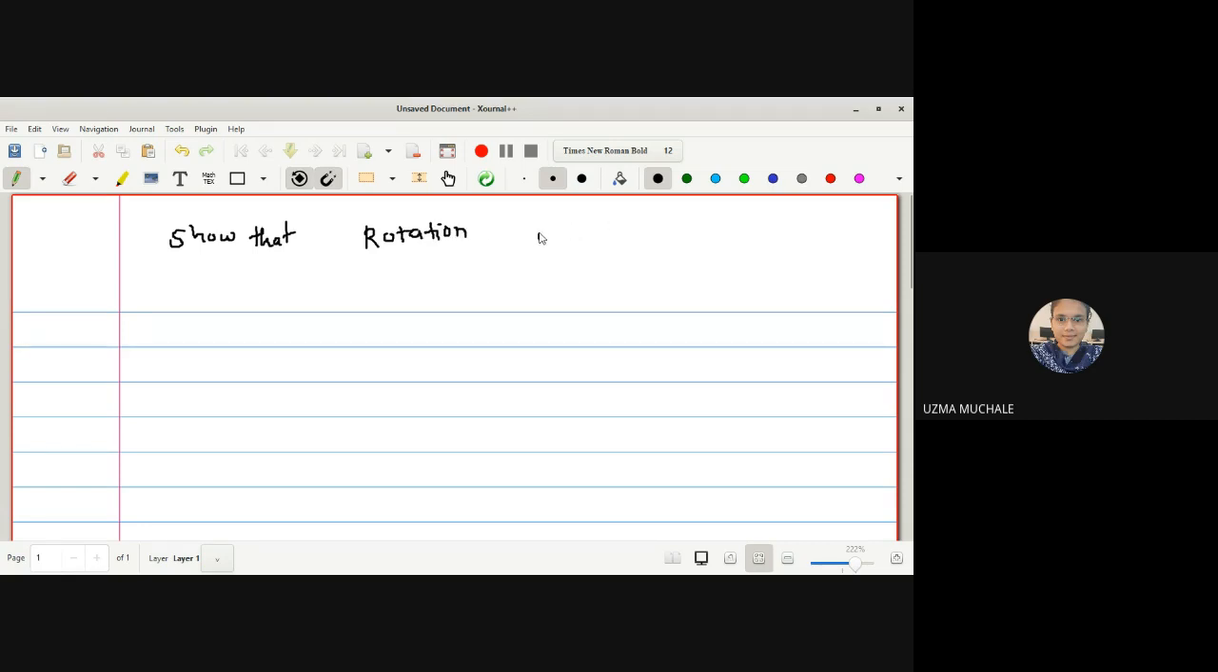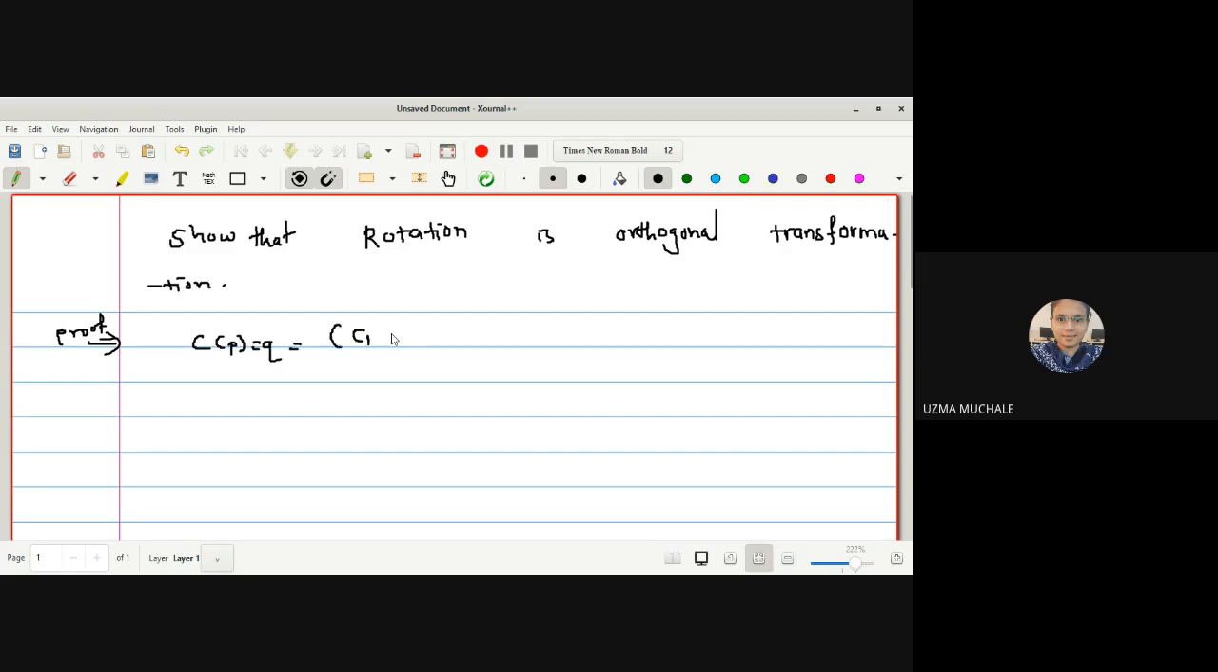Show that the rotation is an orthogonal transformation. Firstly, what is given? We have been provided that C is a rotation. We know how to find the rotation: whatever coordinates we write, Cp is equal to Q. So C is the rotation given to us.